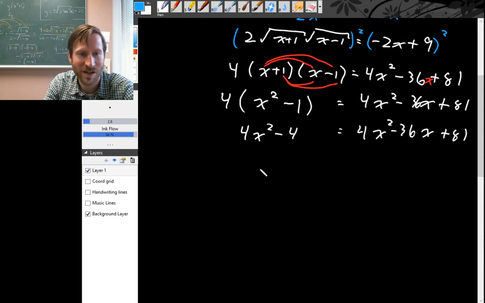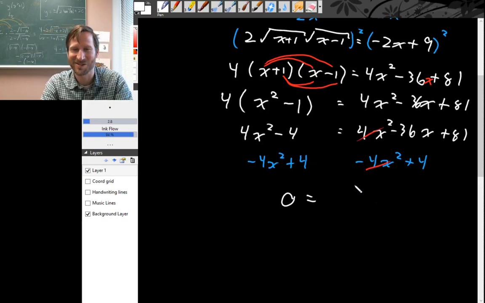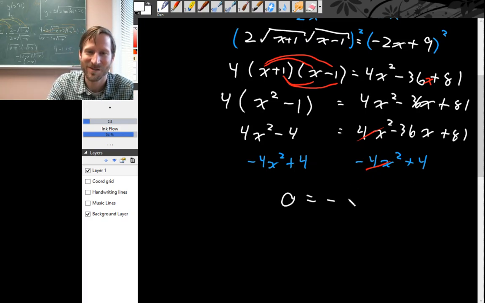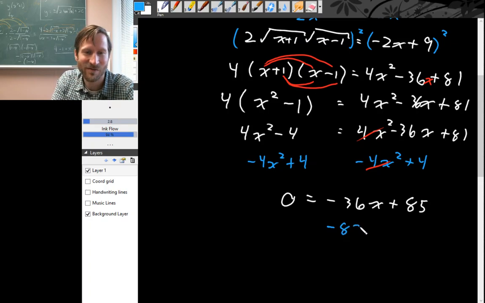Now we can move everything to the left, so subtract 4x squared and add 4 on both sides. We get 0 equals, and we get really lucky because these x squareds cancel, so there aren't any x squareds left over. So 0 equals minus 36x plus 81 plus 4, that's 85. Now we can finish solving this. It looked like a quadratic equation, but apparently it's actually linear. So now we can subtract 85 from both sides.